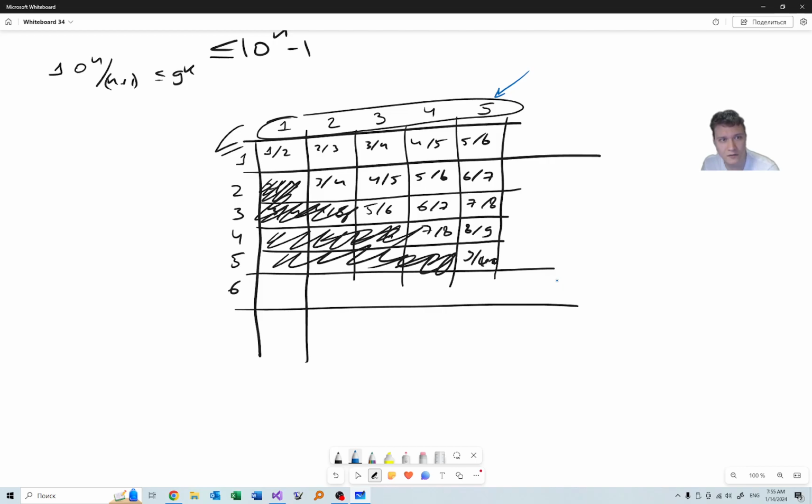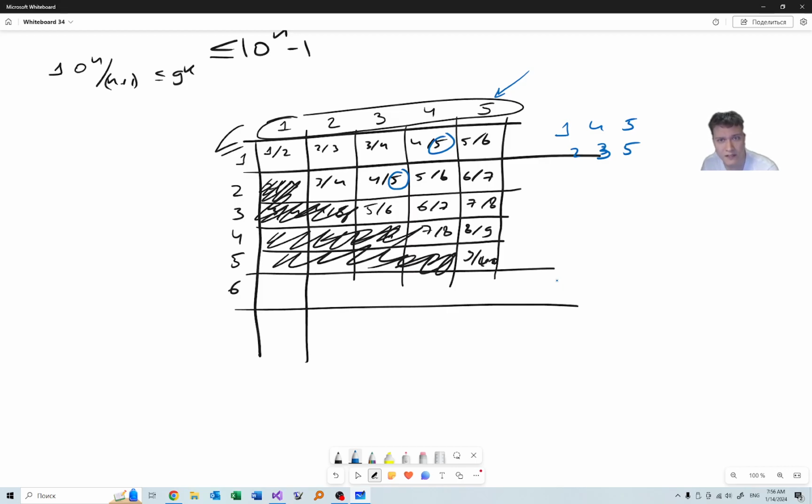So, for example, it is allowed to have 4, 5, and 1. It is also allowed to have 3, 5, and 2. And I believe that's it. Yes, that's it. We cannot have anything else. Only 1, 4, 5 or 2, 3, 5.